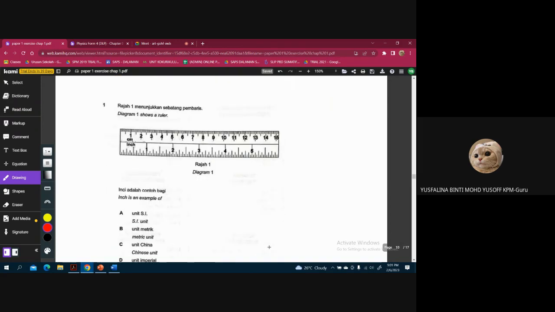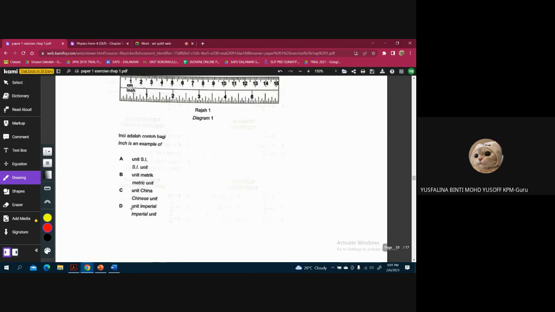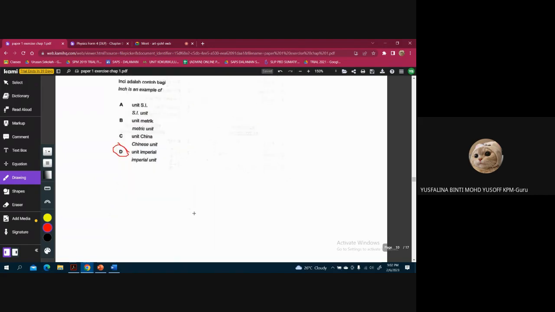Okay, number one here, a ruler. Inch is an example of the imperial unit. This one we already discussed just now. Imperial units: inch, gallon, right? Feet, inch, yard. That one is imperial. We don't use it commonly.